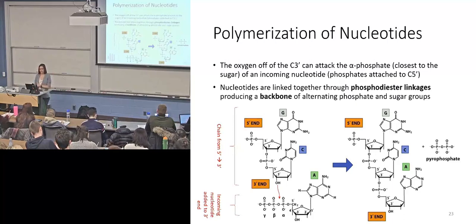Nucleotides are linked together through a phosphodiester linkage, producing the backbone. So when I'm talking about the backbone, I'm talking about phosphate, sugar, phosphate, sugar, phosphate, sugar.